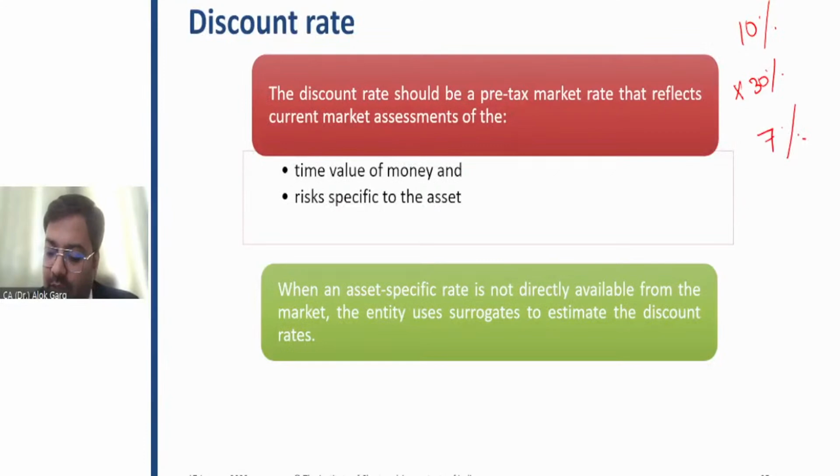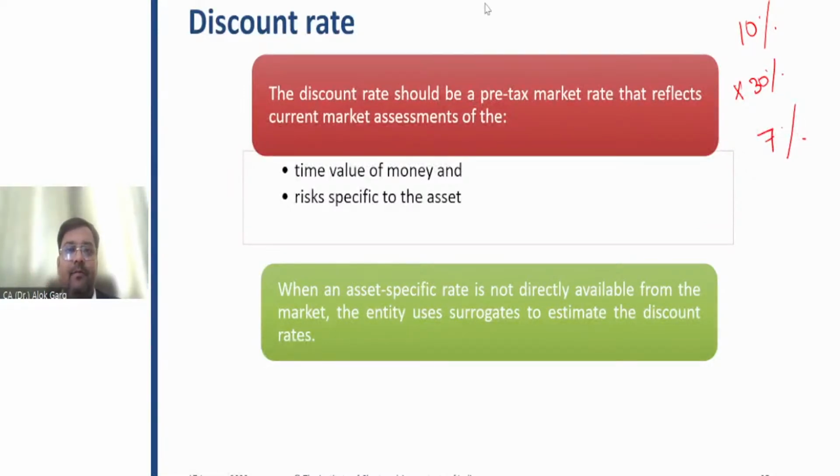So in the question, if it is given that 7% is a post-tax rate, please write down: if in the question it is given that 7% is a post-tax discount rate and the tax rate is 30%, and please calculate the recoverable value or value in use, in that case, for finalizing the discount rate, you have to compute the pre-tax rate. How will you compute the pre-tax rate?